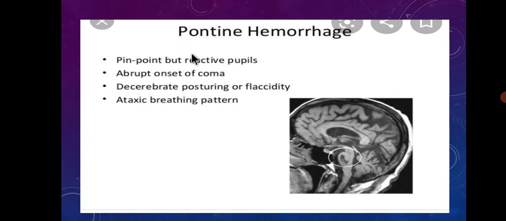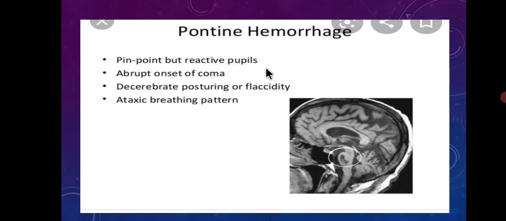Then pontine hemorrhage. Pontine hemorrhage may occur due to involvement of branches of the basilar or anterior inferior cerebellar artery, and if the hemorrhage is extensive and bilateral, the patient will present with the following symptoms. First is a pinpoint pupil, but it will be a reactive pupil, so it will react to light. Why does it occur? It is due to involvement of the ocular sympathetic fibers.